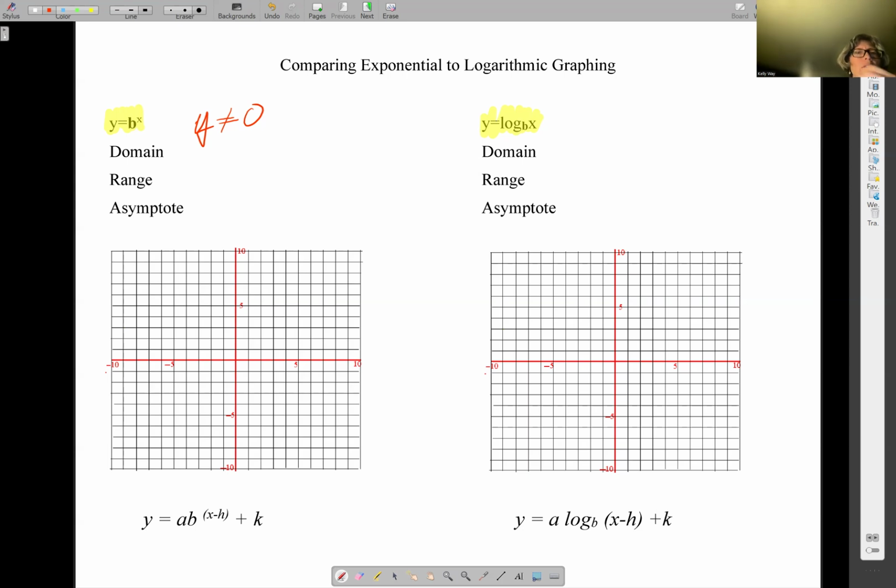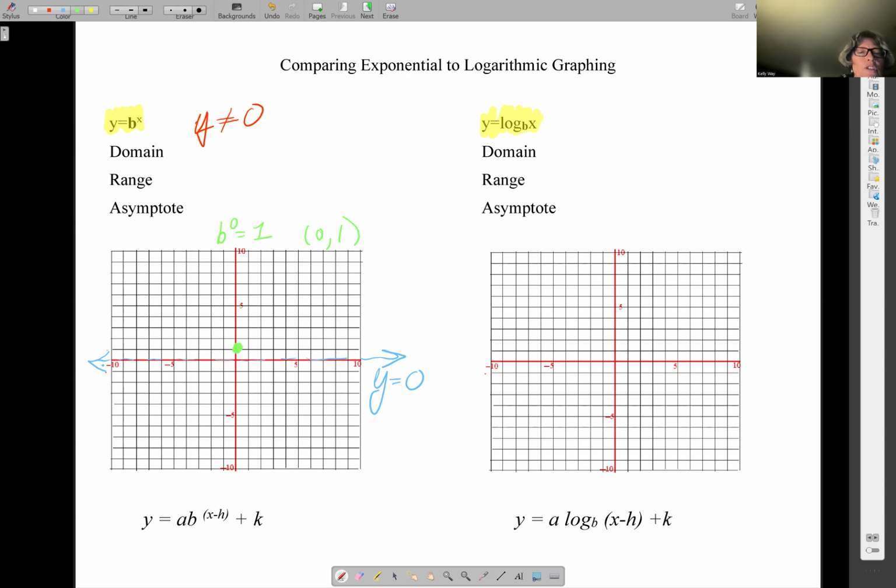So your parent function, your asymptote is y equals 0. And then your intercept, you ask yourself, if x is 0, y, so that would be b to the 0. Of course, that equals 1. Therefore, your intercept is going to be 0, 1 right here.